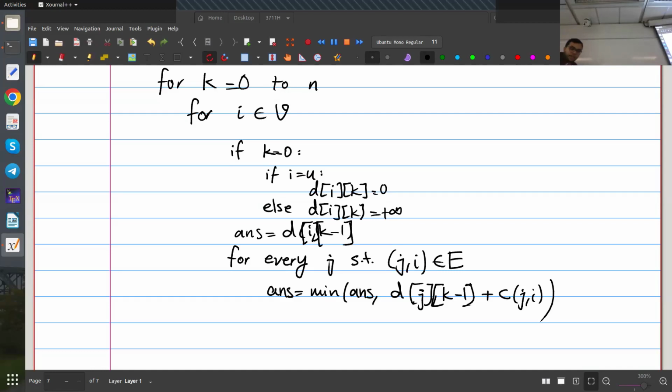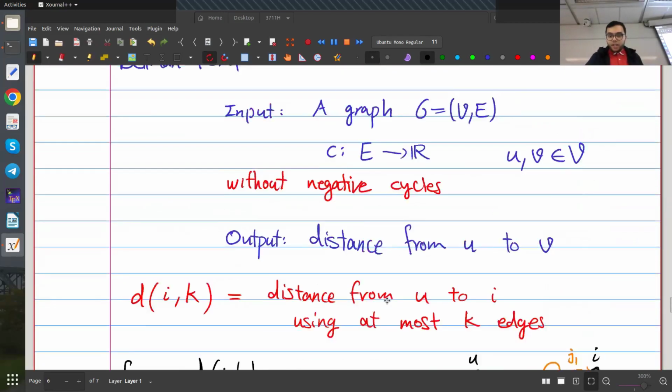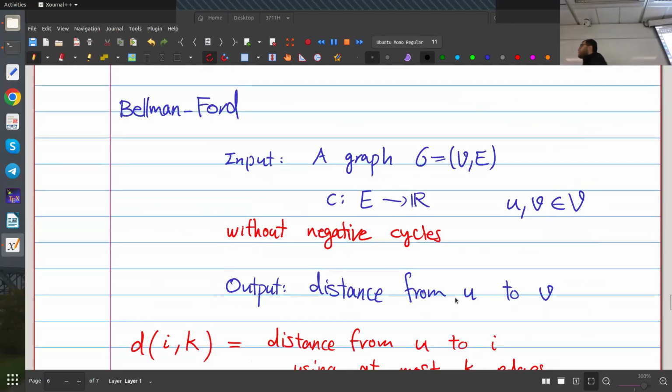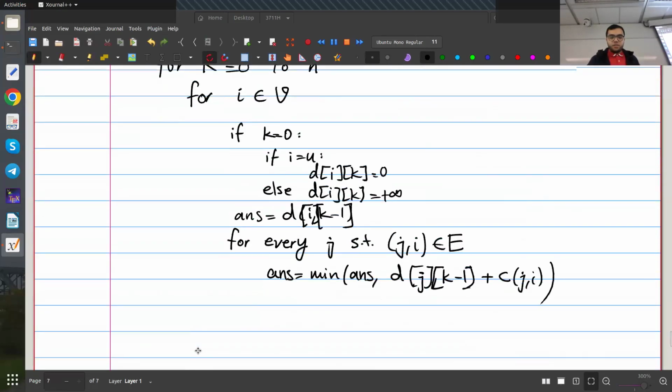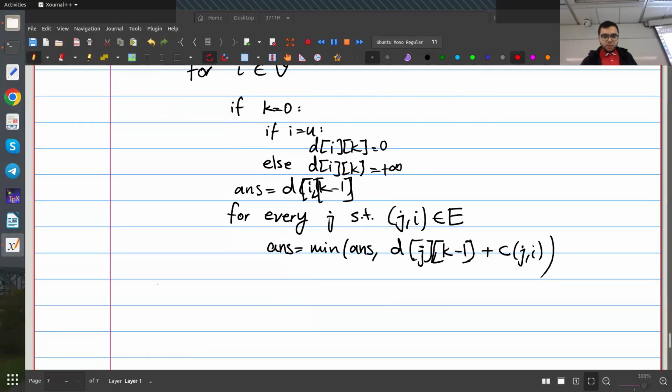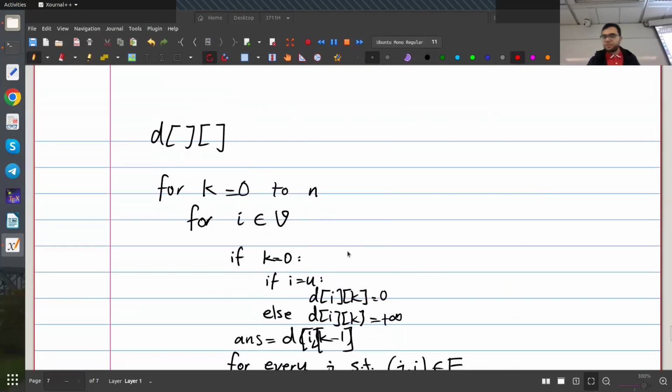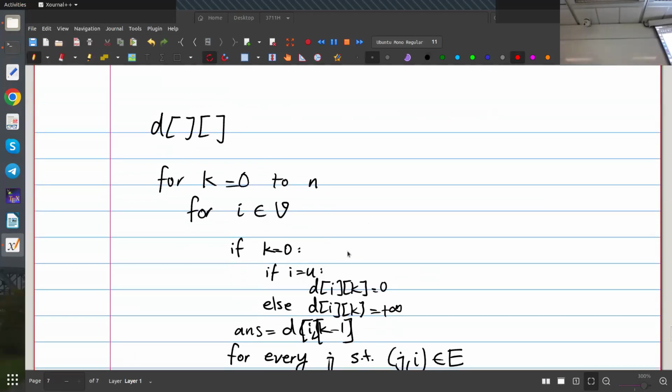And now, what is my final answer? Well, remember, I wanted the distance from u to v. But I didn't have any limits on the number of steps that I'm taking, but I also said that I would never have to take more than n steps anyway. So I can just output at the end d of v,n. So my number of steps k can just be n. So in the end, I just say output d of v,n. This is what we call the Bellman-Ford algorithm.